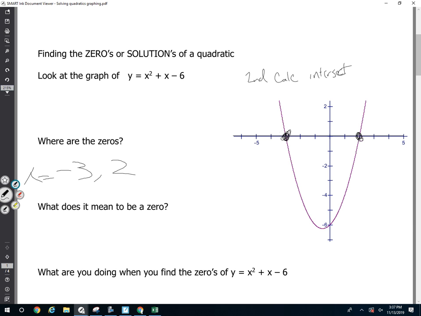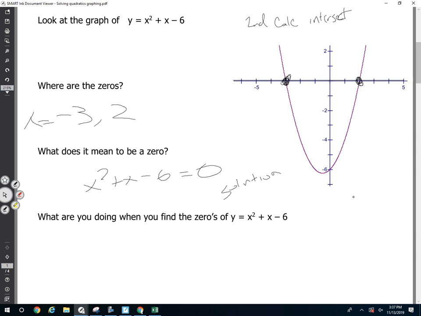What does it mean to be a 0? It actually is the solution to this equation. When we find these zeros, we find the answer to the equation. So this is one way we're going to be solving quadratics. We can graph. Okay?